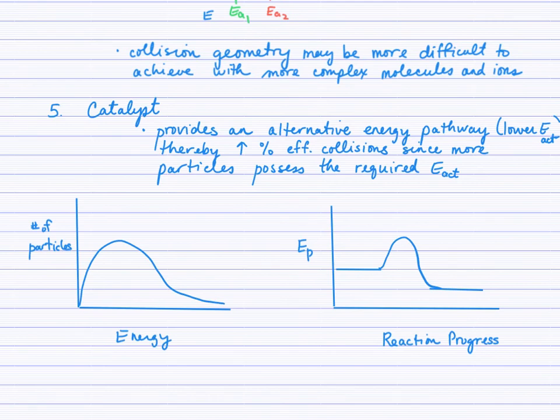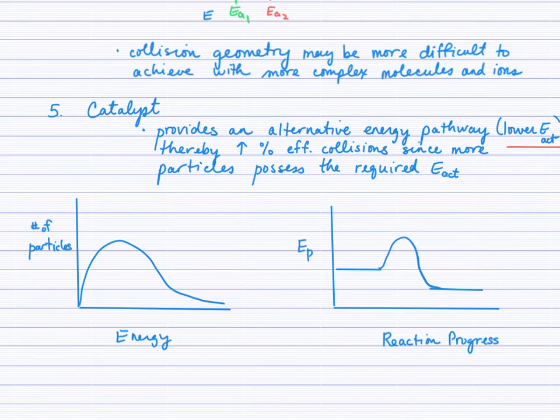Okay, the last factor here, catalyst. So I've drawn both diagrams now, the Maxwell-Boltzmann distribution on the left and the potential energy diagram on the right. I happen to have shown the potential energy diagram for an exothermic reaction. It could have been drawn for an endothermic. The way that we think catalysts affect rate is by providing a different energy pathway for the reactants to convert to products, so one that lowers the activation energy.